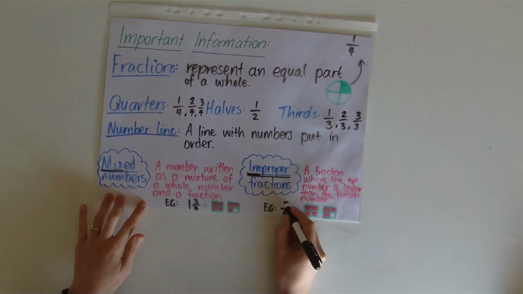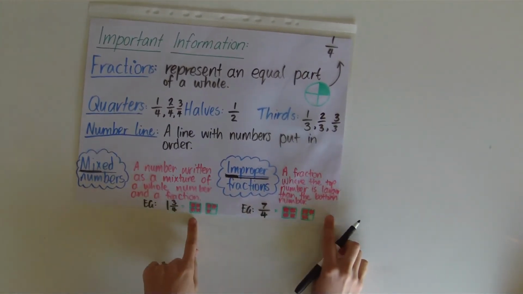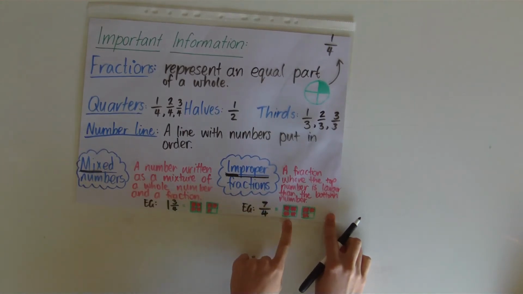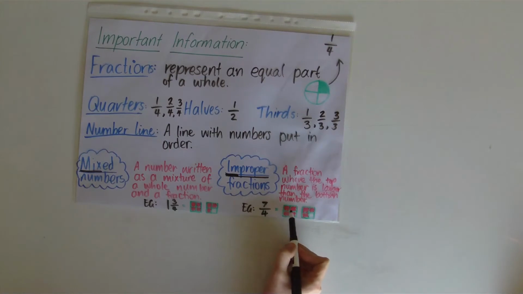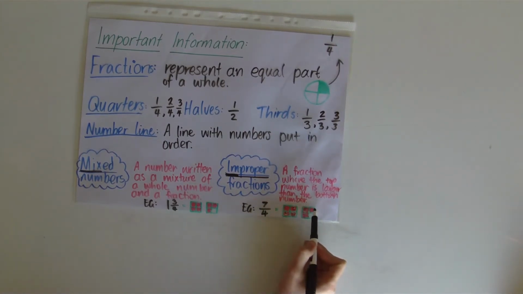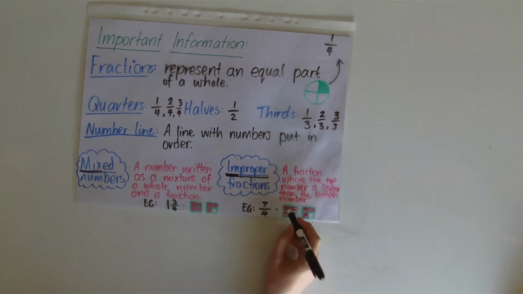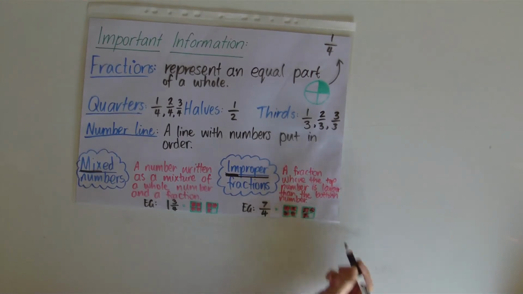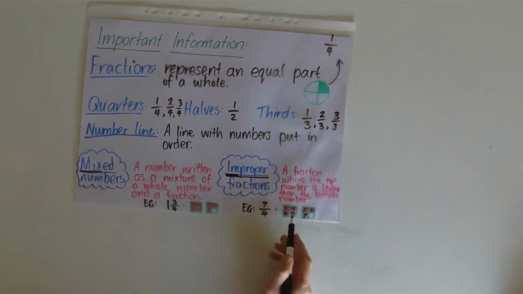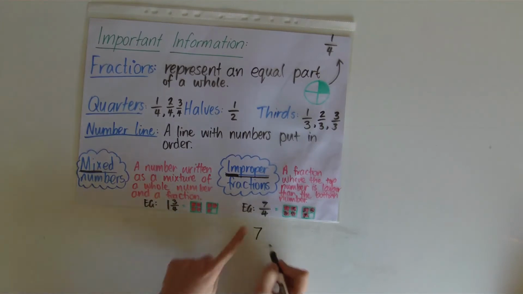Now this one here, with a picture, we've got one whole and then we've got some parts here. What I've done is I've got 1, 2, 3, 4, 5, 6, 7, and I hope that's quite clear. Just maybe go over it a bit more. 5, 6, 7. So that means 7 parts. That's why we have the 7 there.